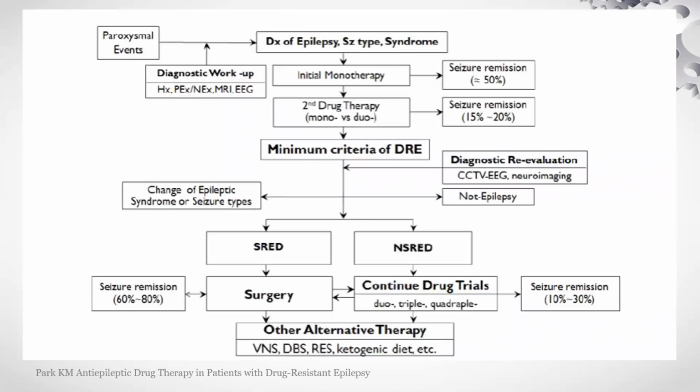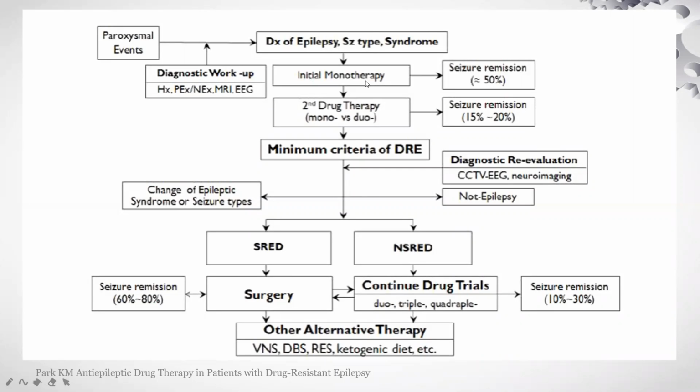Now, this flow chart summarizes the approach to drug-resistant epilepsy. A patient comes with a paroxysmal event, and on the basis of diagnostic workup in the form of history, examination, MRI, and EEG, a diagnosis of epilepsy is made. Seizure type and epilepsy syndromes are defined, and the patient is started on initial monotherapy. We expect around 50% of patients will achieve seizure remission with that.